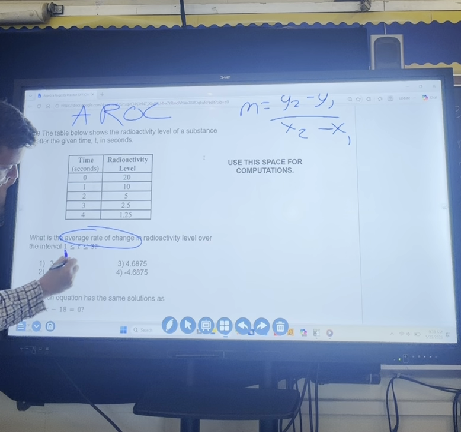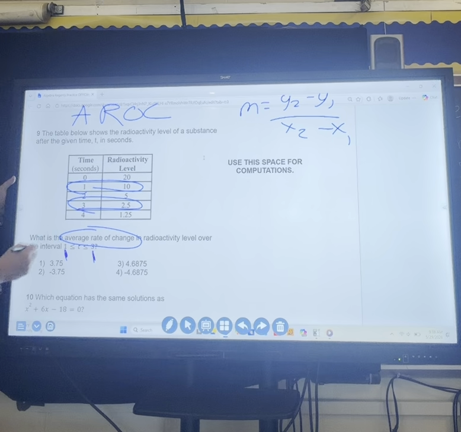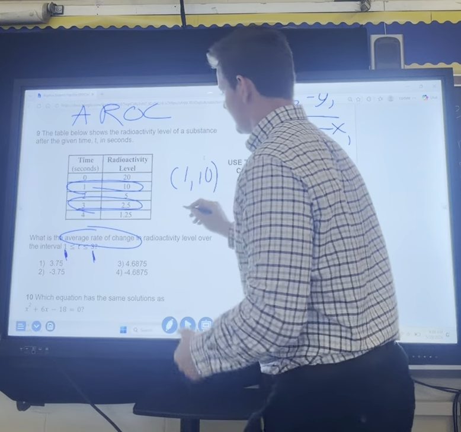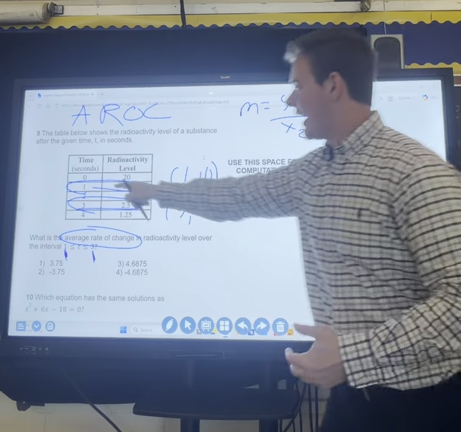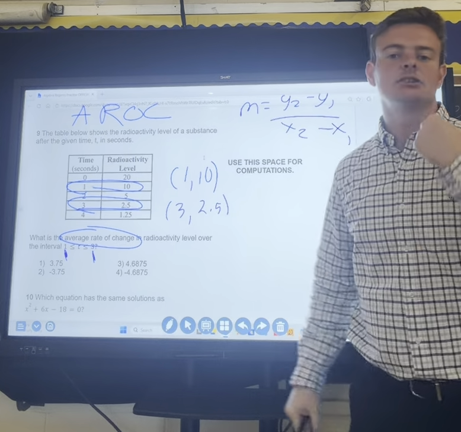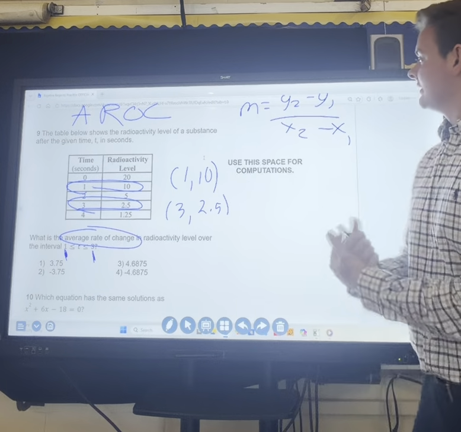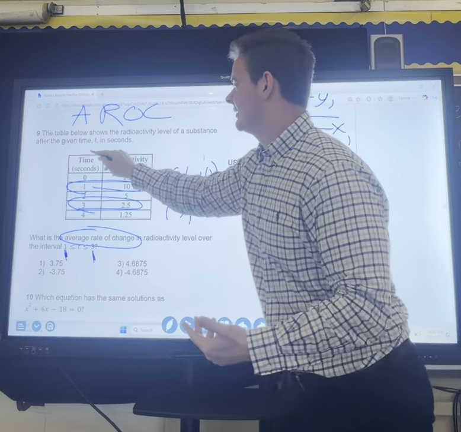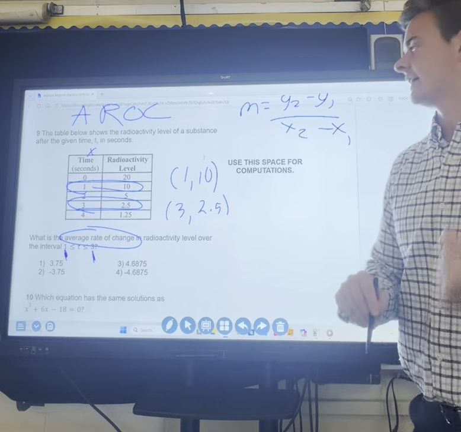I want between 1 and 3. So I care about 1 and I care about 3. So my coordinate is going to be 1, 10, 3, 2.5. I chose those 2 coordinates because those are the ones they told me they cared about. 1 and 3. Now, how did I know that this was x? Time, if they don't tell me, is always x.